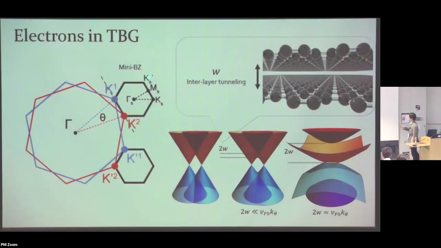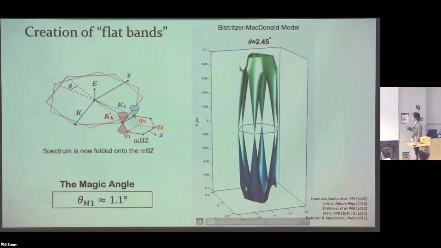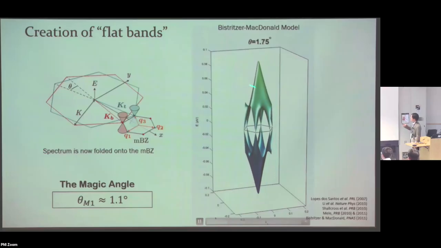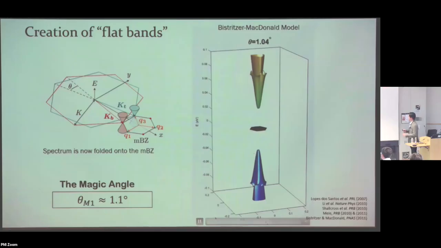And now when this interlayer coupling is on the same order as the energy scale that separates these two Dirac points, you start to get this interesting regime where magic things go on, and is where we find the so-called magic angle. Of course, this is all thanks to the first description by Bistritzer and MacDonald, which is why the model is named after them. And this summarizes this short video, which shows you how the band structure of these two graphene layers evolves from a large angle to a small angle. At this special angle called the magic angle, we see this flat band, where the dispersion becomes essentially zero.